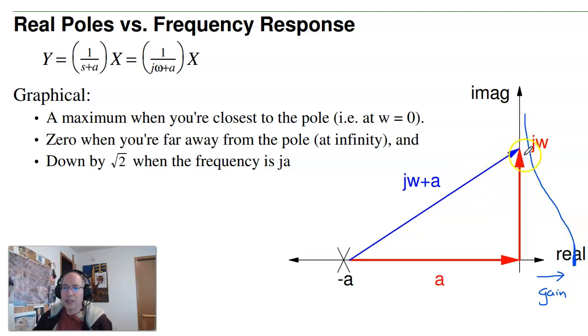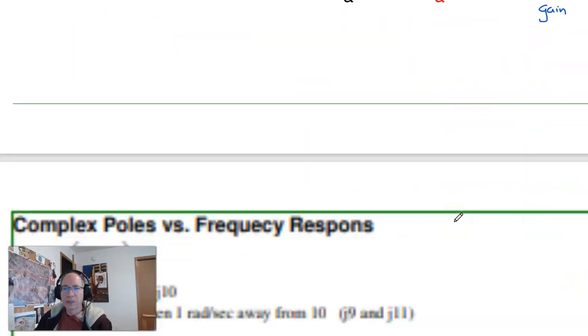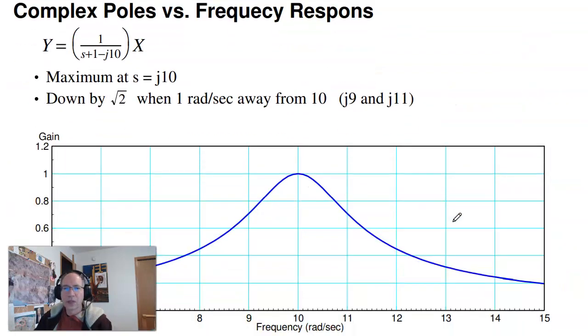When this distance is a and that distance is a, I'm down by square root of 2. So this will be square root of 2 times a. That's your 3 dB down point or half power point. So what can you do with that? Yeah, let's get this out of the way.